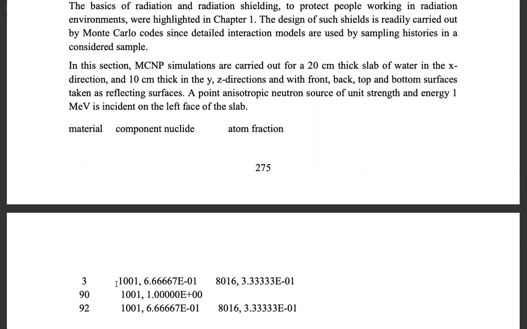So let's say that the front and back, top and bottom surfaces are taken as reflecting surfaces, which means that anything going back or coming front or leaking from down or leaking from the top gets reflected, and we're not going to let neutrons leak out of 4 faces out of the 6. So they're allowed to come in from the left side and go out at the right side.